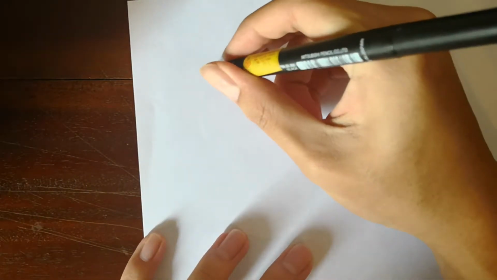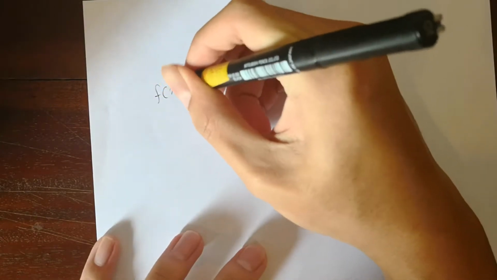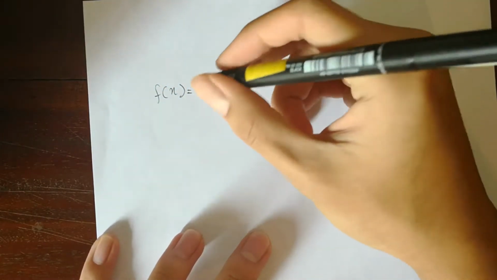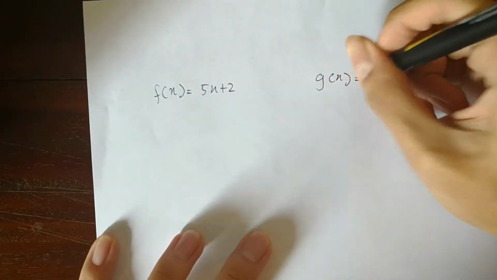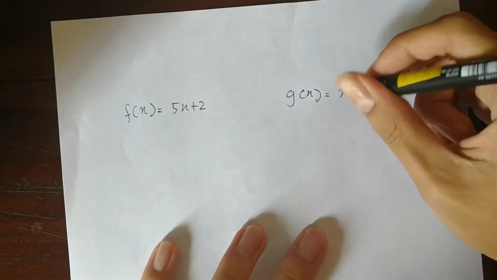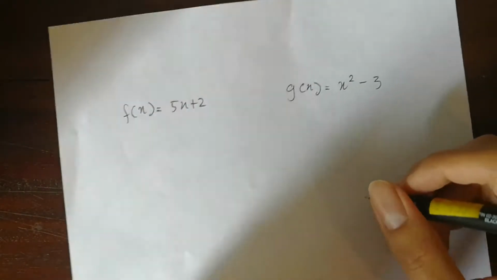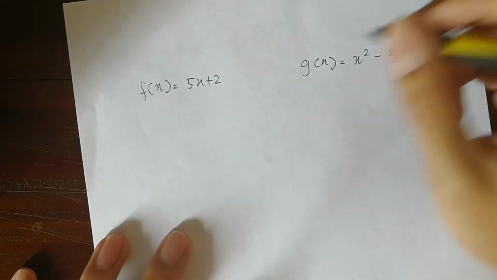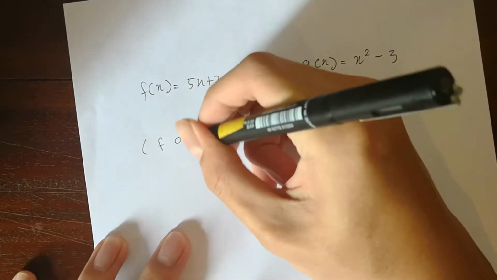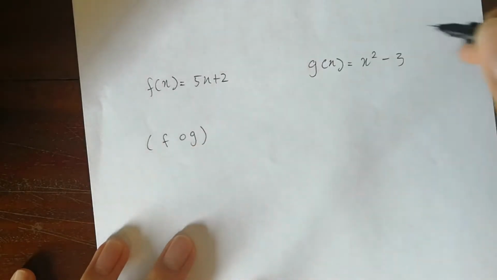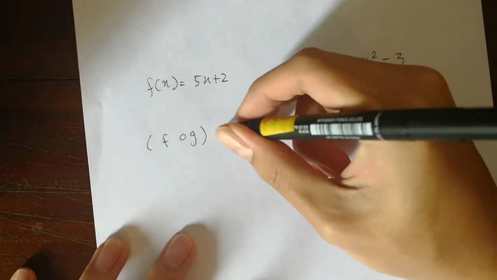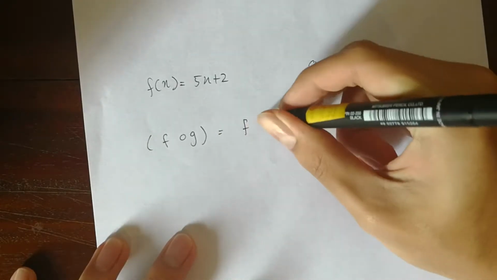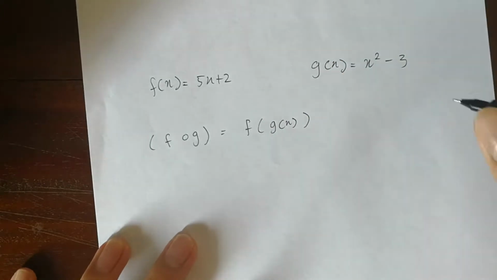So for example, let's take f of x is equal to 5x plus 2 and g of x is equal to x squared minus 3. Now you want to find f of g. So f of g is basically g of x inside the function f of x, and we can write this also as f of g of x.